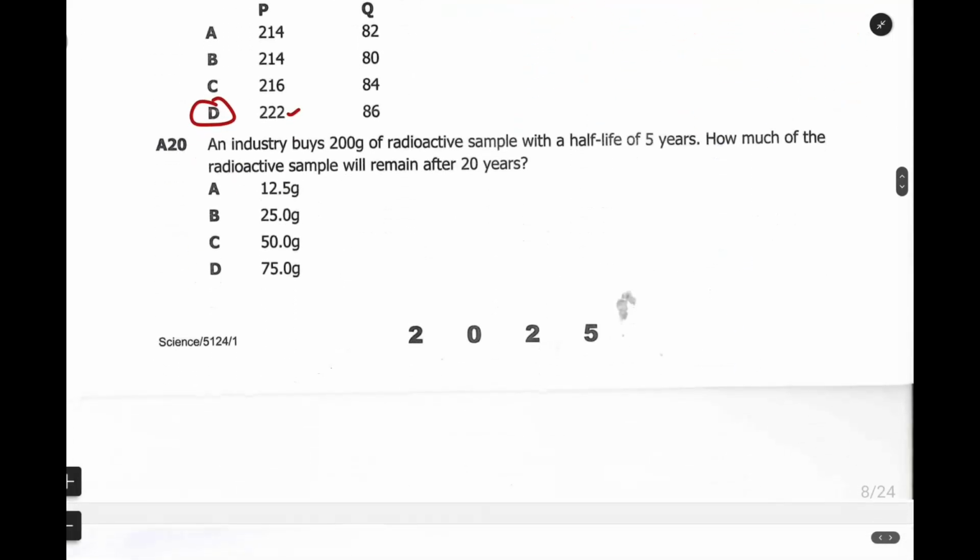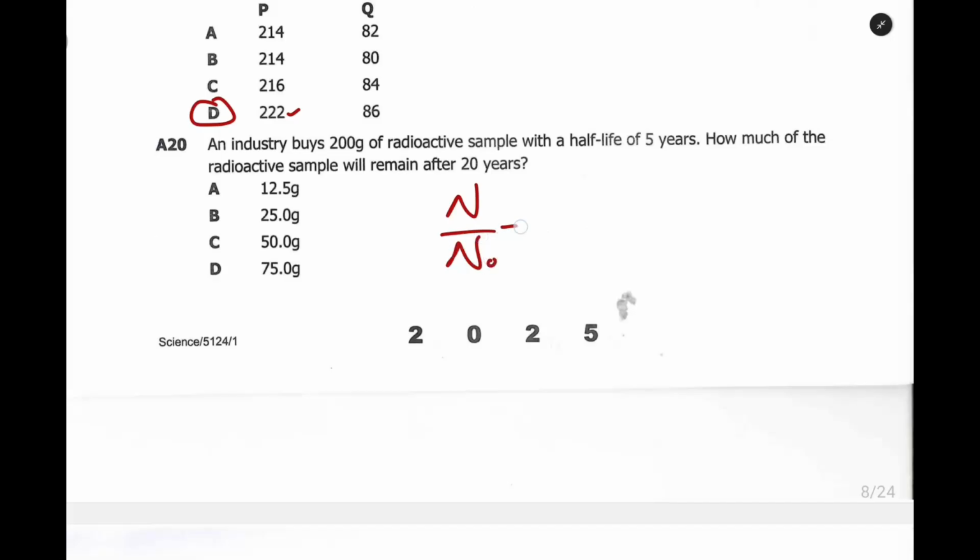An industry buys 200 grams of radioactive sample with a half-life of 5 years. How much of the radioactive sample will remain after 20 years? So we are looking at the sample that remains. So what will remain? So now, what do you do? The calculation, use this one.